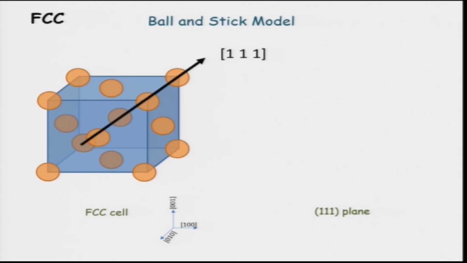Before that, this is the 1 1 1 direction, and in a cube the 1 1 1 direction would be normal to the 1 1 1 plane. So, this is your 1 1 1 plane, which is shown in blue. Now, as you would note, this is not the only 1 1 1 plane, you could have drawn it at other locations also.